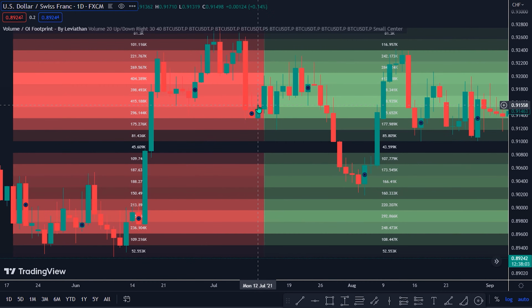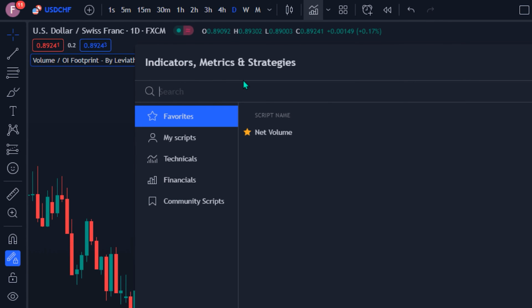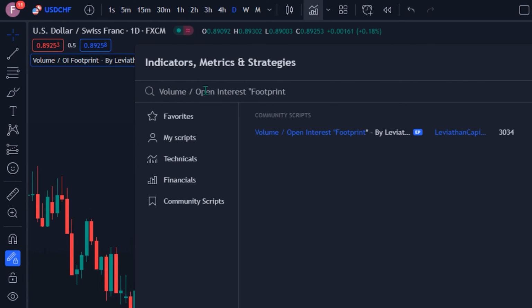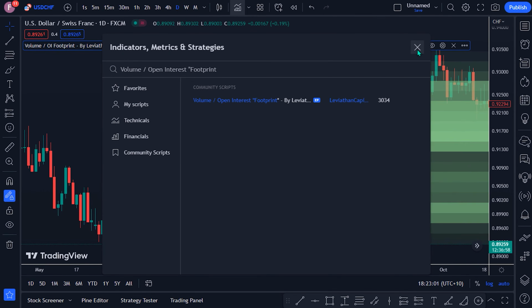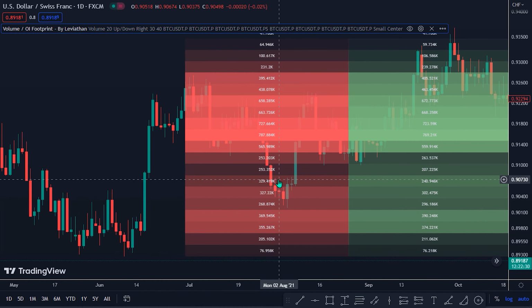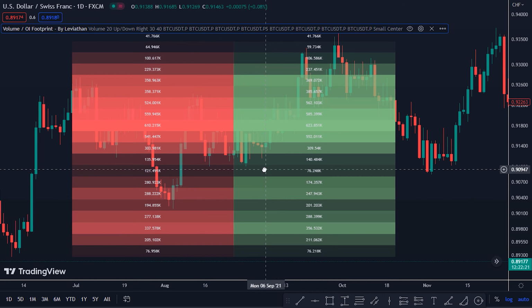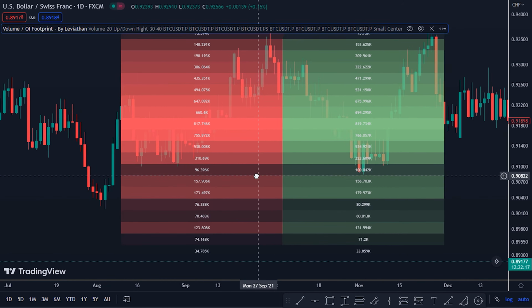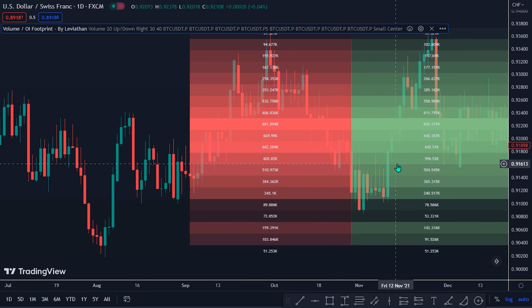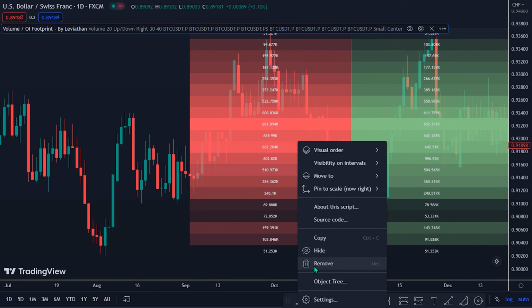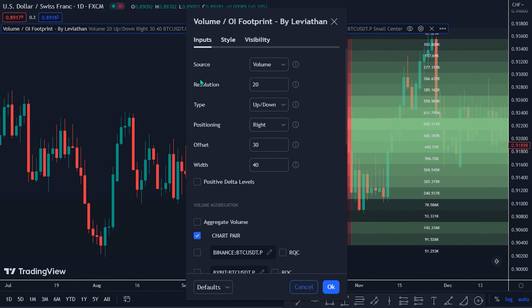To apply this indicator on the price chart, search the keywords volume open interest footprint. Select the EP version by Leviathan Capital. Here's the technical indicator on our price chart. Before further checking how this indicator works, let's check its functionality settings. Right-click on the indicator and proceed to select the Settings option to see its parameters.